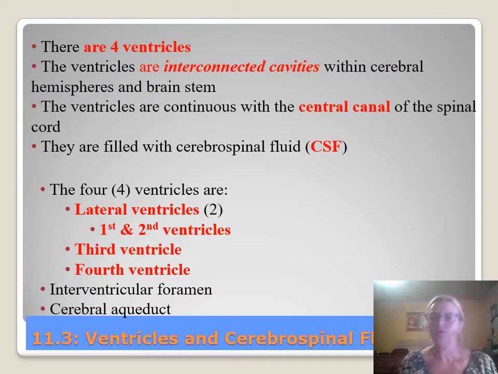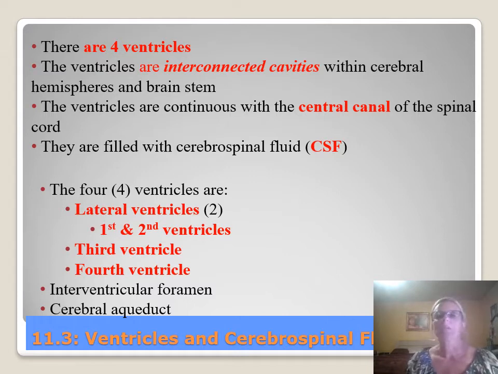So ventricles are cavities within the cerebral hemisphere and the brain stem, and they're interconnected together. But we classify them, or break them down, into 4 sections. So we have 4 ventricles. This is important information. Be sure you know which is which when you are in lab, when you look at them, okay? Because those are often missed.